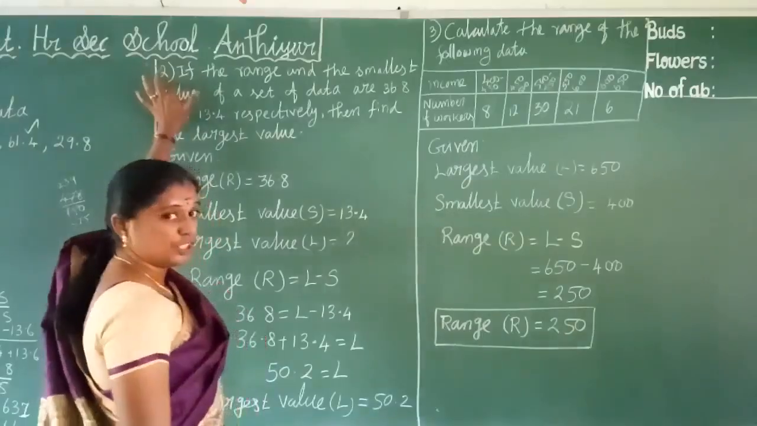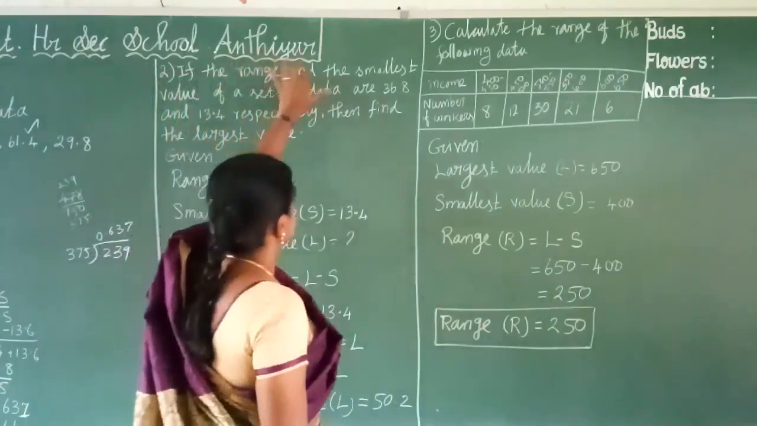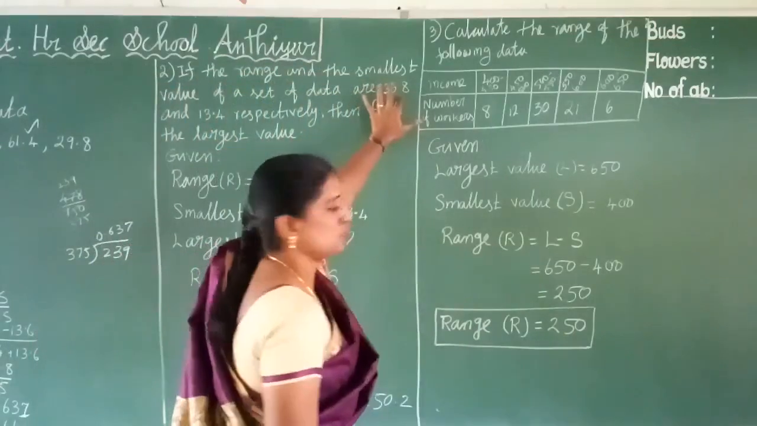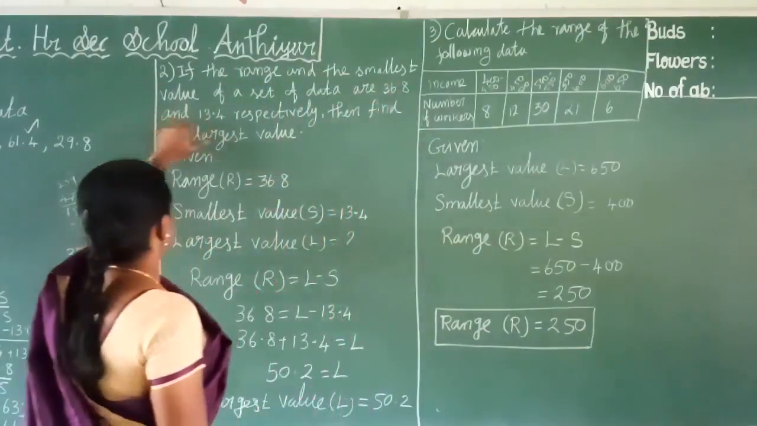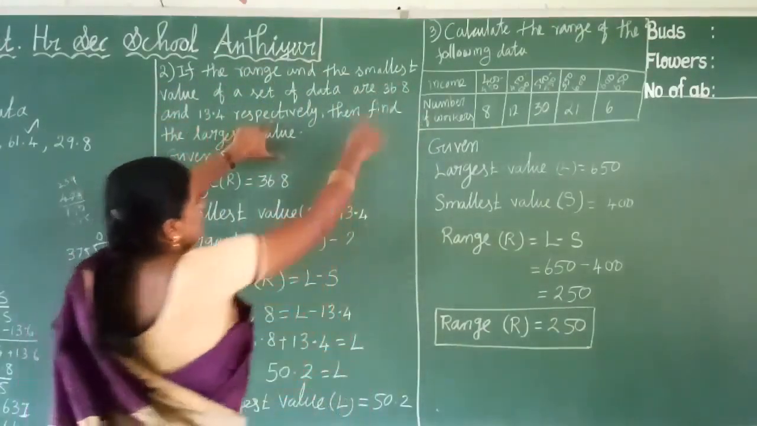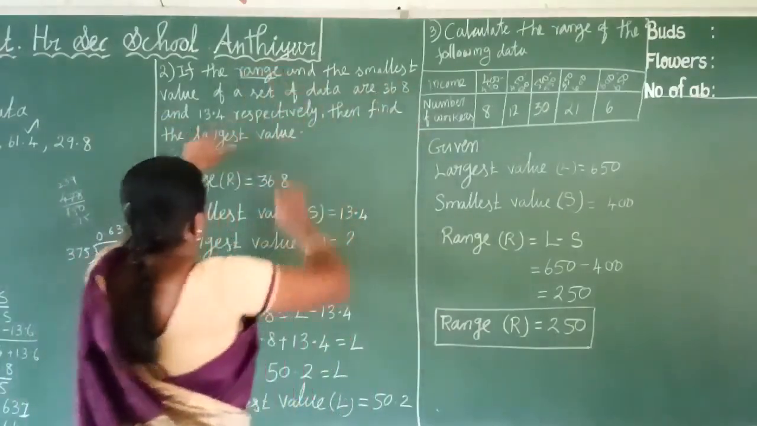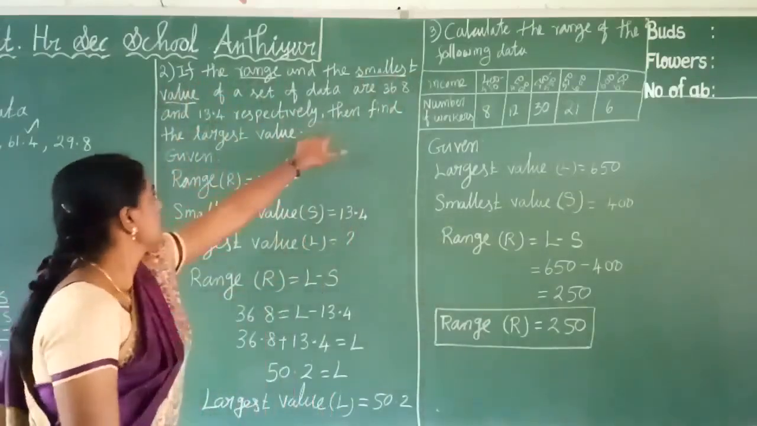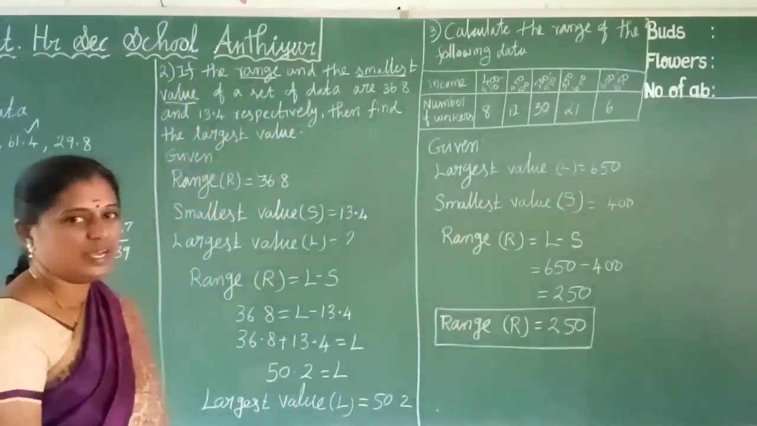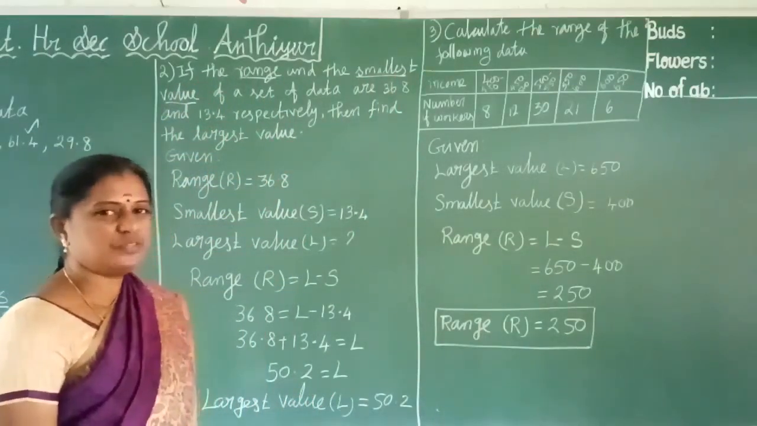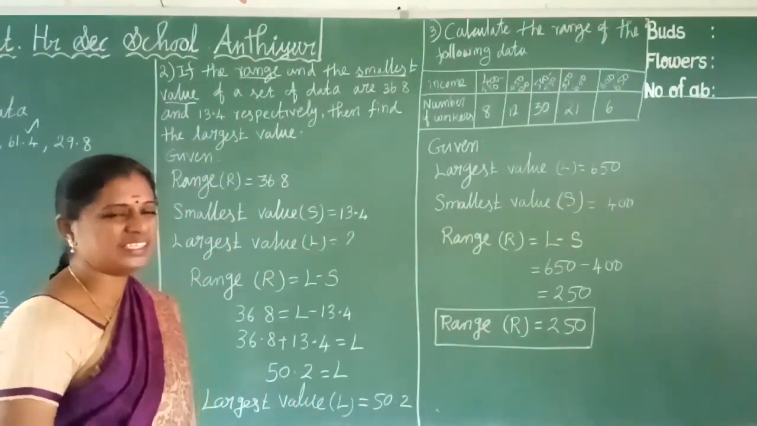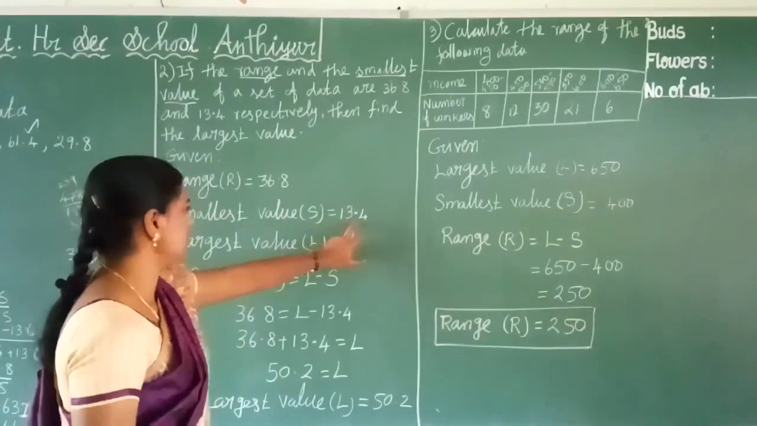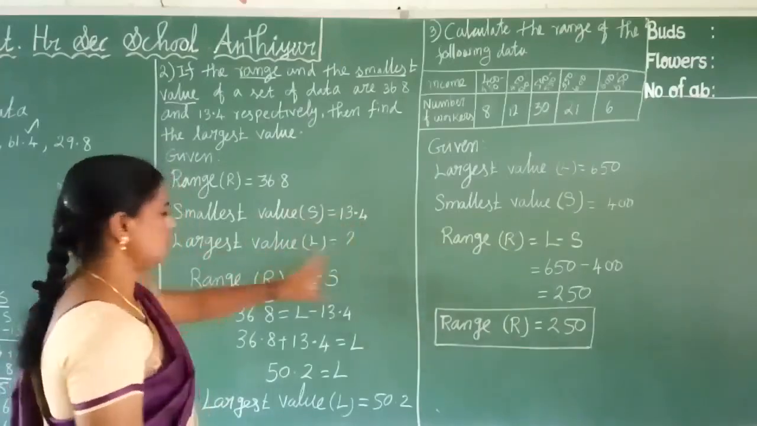So second question. If the range and the smallest value of a set of data are 36.8 and 13.4 respectively. Which one is 36.8? Range. And 13.4 is the smallest value. What do we want to find? Then find the largest value. Clear? So what is the range formula? R is equal to L minus S. Here range is given 36.8, smallest value is given 13.4, largest value we want to find.